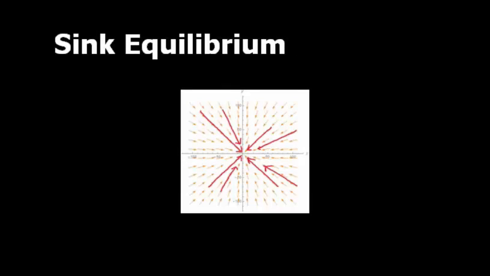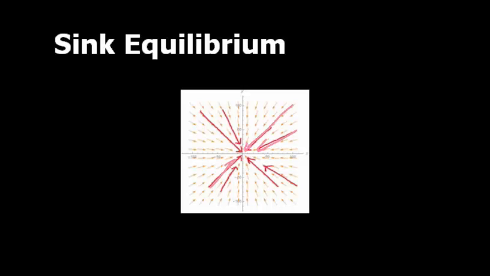Then we have our sink equilibrium, and this is where both lambda plus and lambda minus are less than 0. As you can see, we have a stable attracting type equilibrium, so that means that all of our phase lines in our phase plane point towards the origin instead.